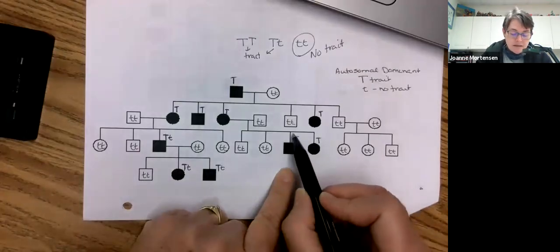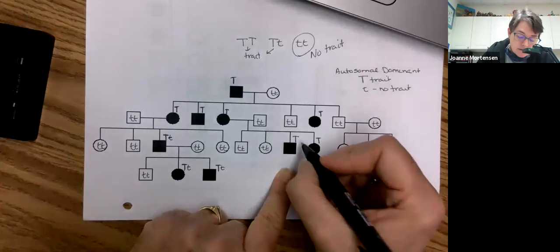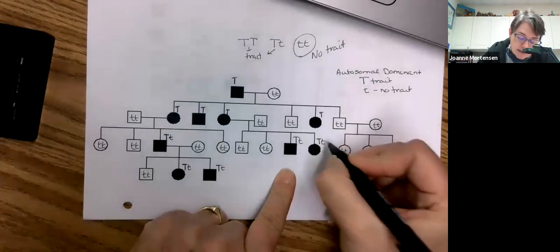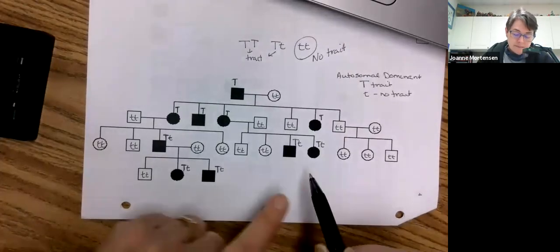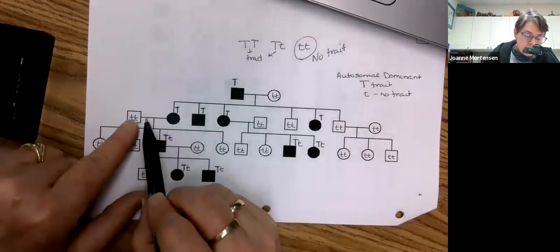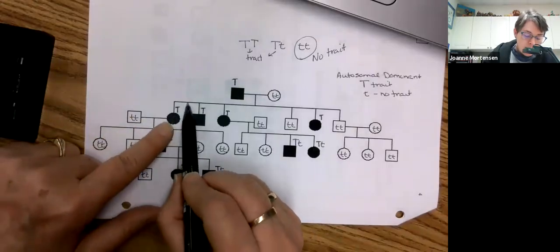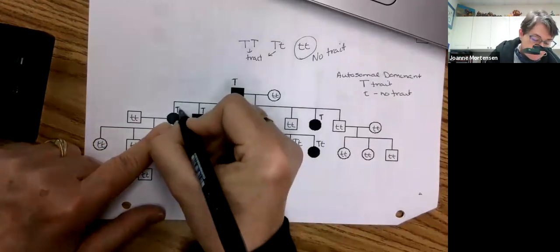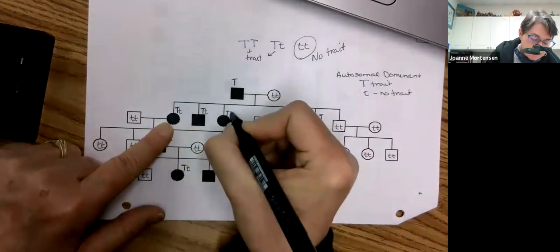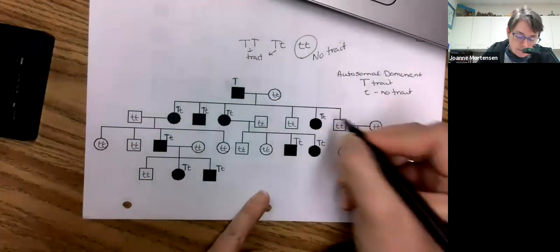Well, look at the parents. If we go up, dad can only contribute a lowercase t. Dad didn't have the trait. So these guys are all going to be heterozygous, just like they were over here and over here. All right, up to the next generation. So these are the children. If we go up and look at the parents, here we go. Mom doesn't have the trait, so heterozygous, heterozygous, heterozygous, heterozygous.